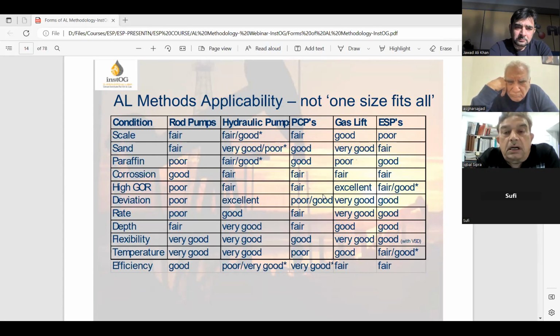For high rate, the most suitable are gas lift and ESPs. For depth, hydraulic lift is very good, ESP is good, and gas lift is good too. For flexibility, all of them are very good except PCP somewhat.